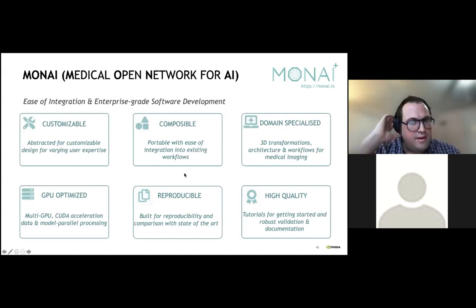So another big aspect of doing federated learning is also to use a good deep learning framework. For medical image processing or medical image analysis, we also developed an open source platform called MONAI. This is a collaborative effort with many academic institutes as well to build customizable, composable components that can be used in medical imaging deep learning workflows.